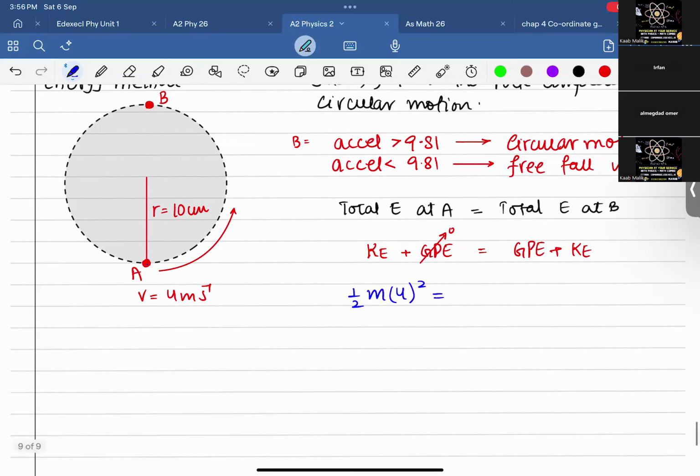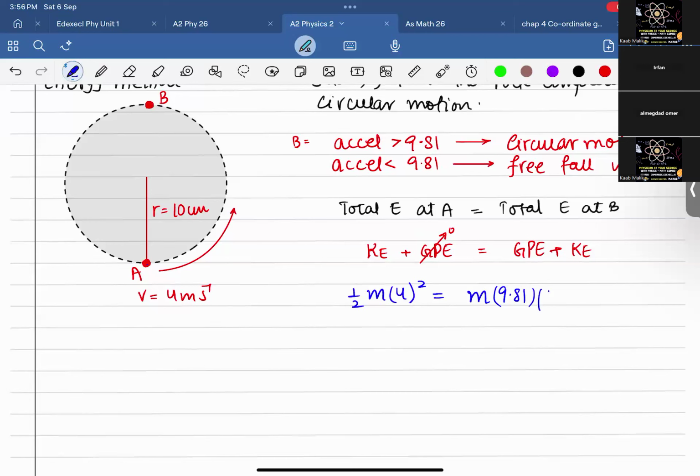MGH. Okay, good. And which height should we take in MGH? The radius. Are you sure? Radius times 2, so the diameter. Diameter actually, right? Very good. So m into 9.81 into 2 times the radius, which is 20 exponent negative 2 to convert it.